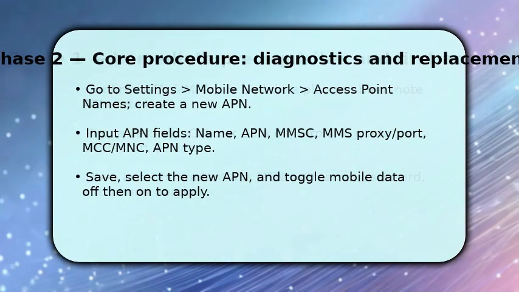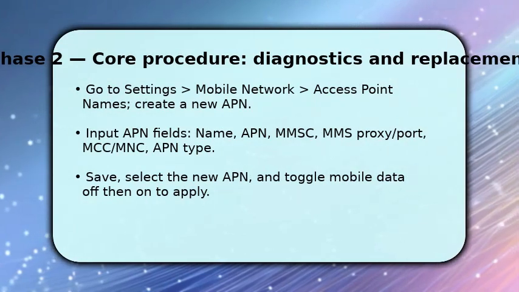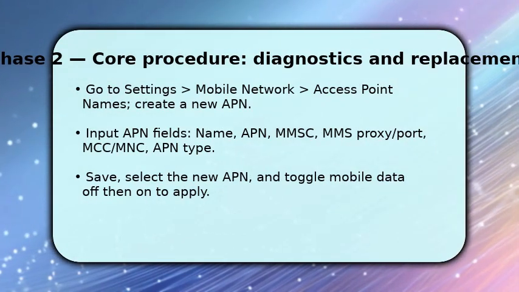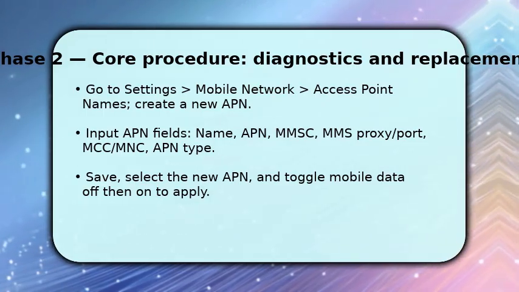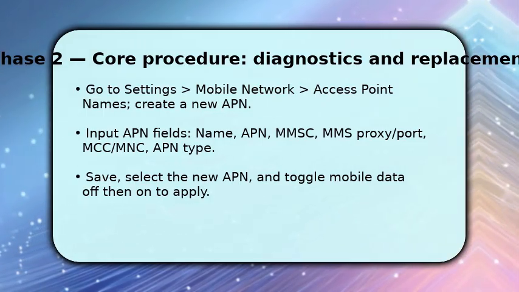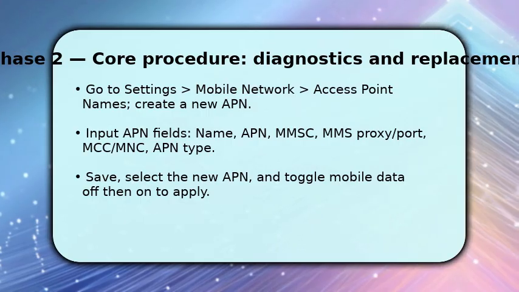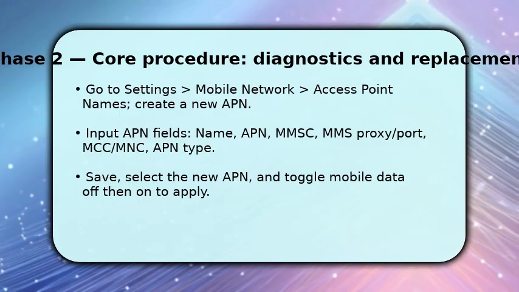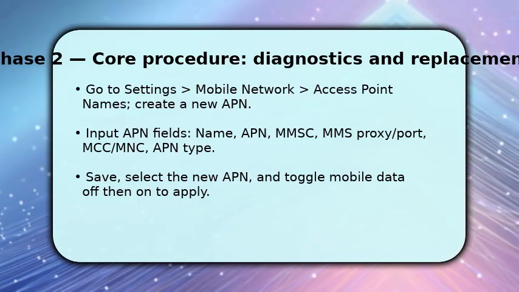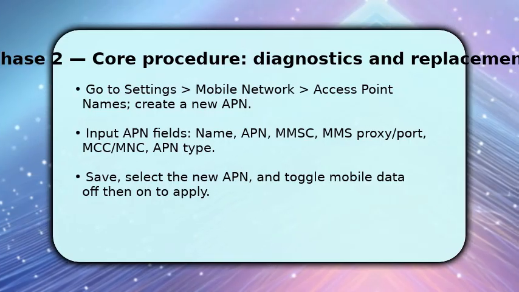You now input the detailed APN settings. Open mobile network, then access point names and tap New. Enter the name and APN exactly as provided, fill MMSC, MMS proxy and port only if supplied, set MCC and MNC if blank. For APN type, use default, SUPL, MMS when required. Save the profile and select it.